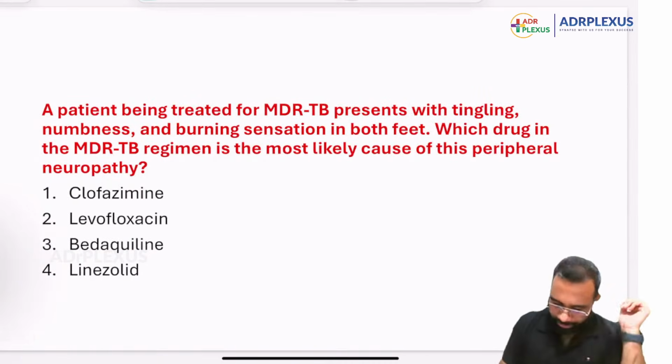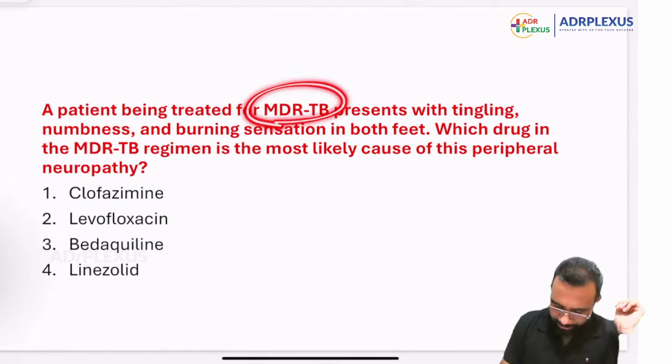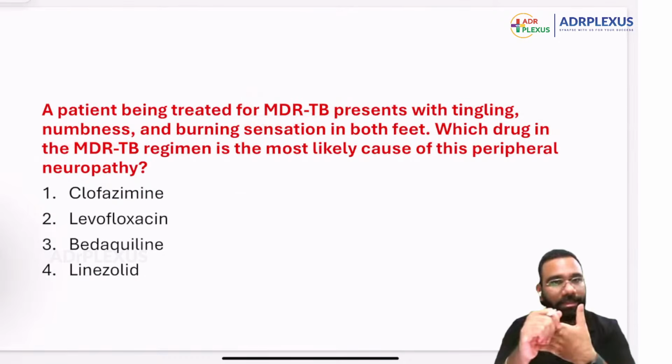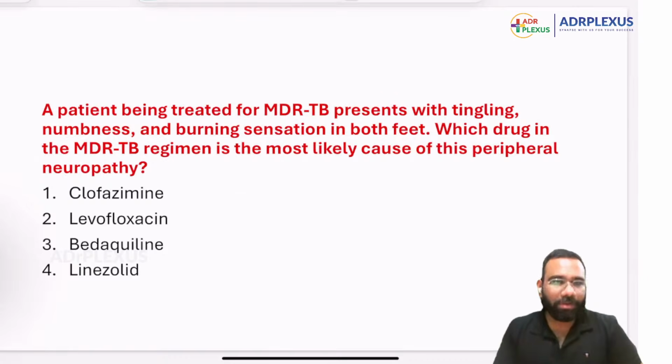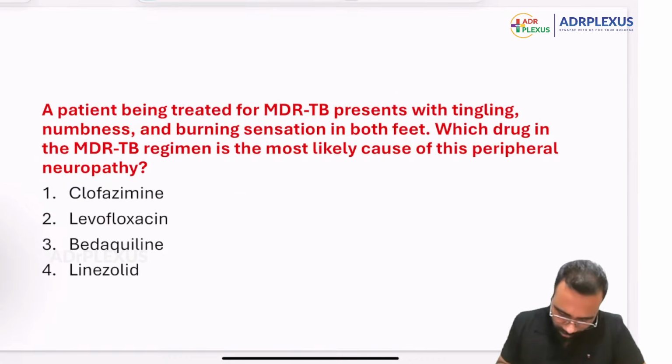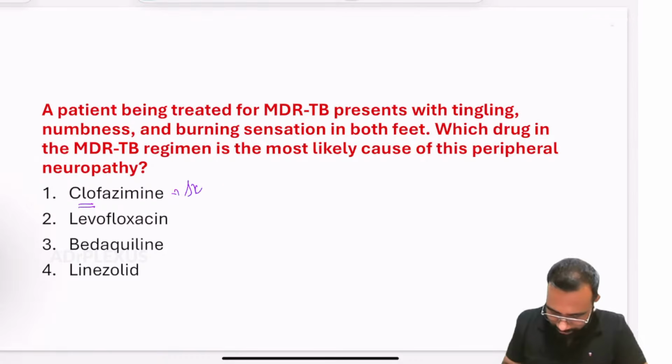A patient being treated for MDR TB presents with tingling, numbness, and a burning sensation. That is like peripheral neuropathy. What is the most likely cause among the given options? Again, even if you don't know this question, let's see. Clofazimine, I told you, is going to cause skin discolorization.